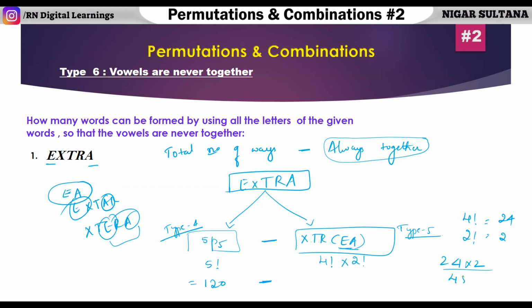It is my 48. Now subtract this 48 from 120. So we get the value as 72. So this is a way of calculating the number of ways or the arrangements when the vowels are never together. Now let's see the next problem.